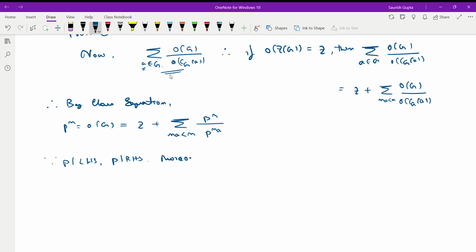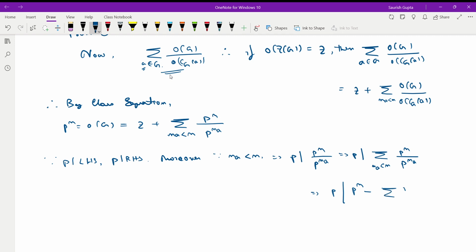Moreover, since Na is less than n, the factor of P remains in the numerator. This implies P will divide P to the power n over P to the power Na. This means it also divides the summation over Na less than n, P to the power n over P to the power Na. Right? So this means P will divide P to the power n minus summation P to the power n upon P to the power Na, where Na is less than n.